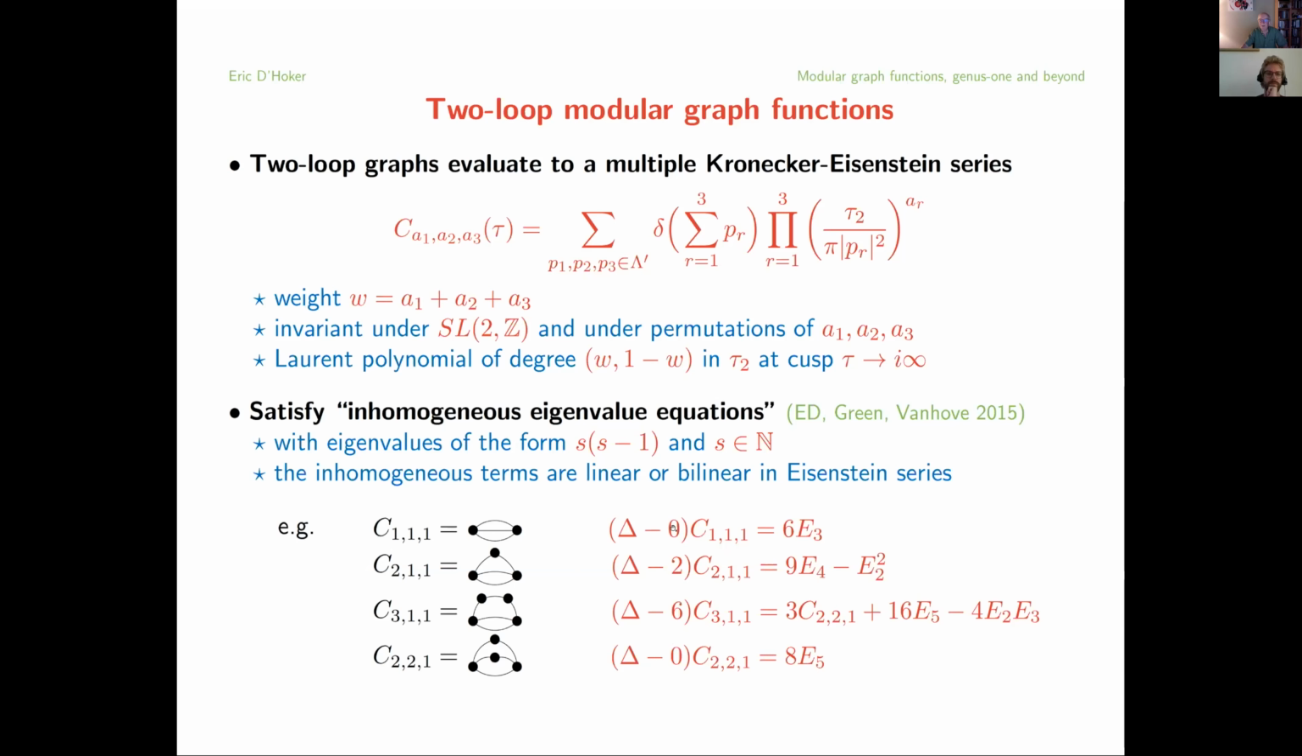And in fact, you can see just from these few examples that the eigenvalues are of the form s times s minus 1, where s is an integer. And this continues to be true to all weights. And the right-hand side, well, in this case, there is a two-loop function, but you can arrange it in such a way that all the two-loop functions are on the left side, and then the right side is just linears and bilinears in the Eisenstein series. And you can prove it holds to all orders in the weight.